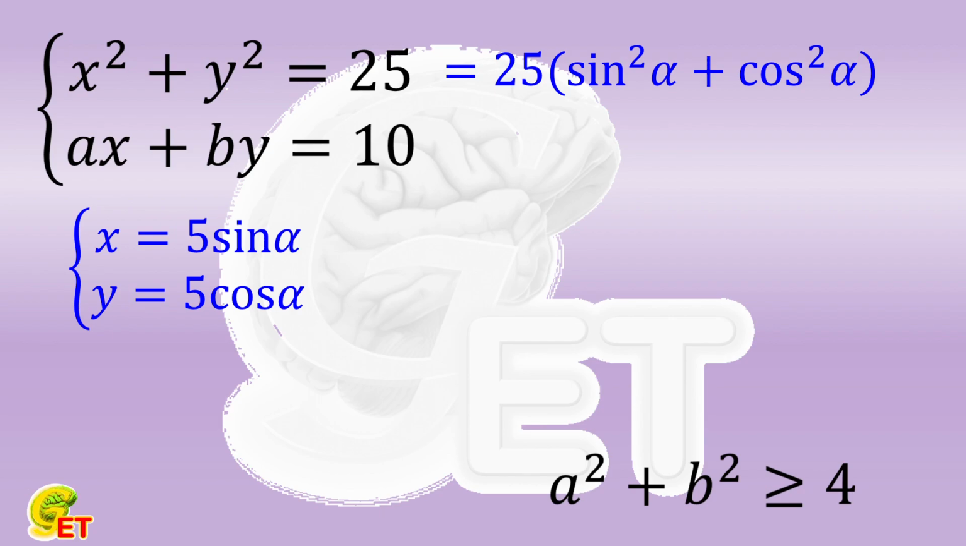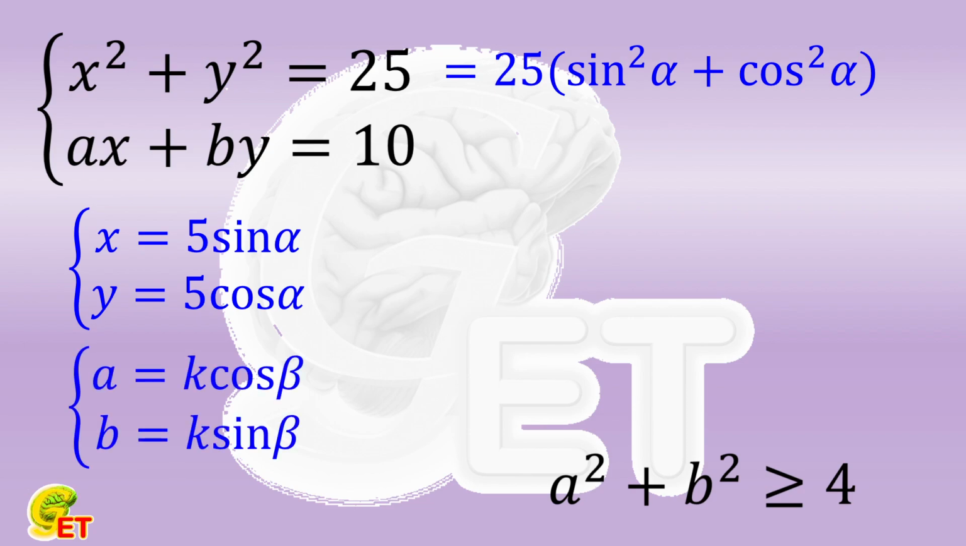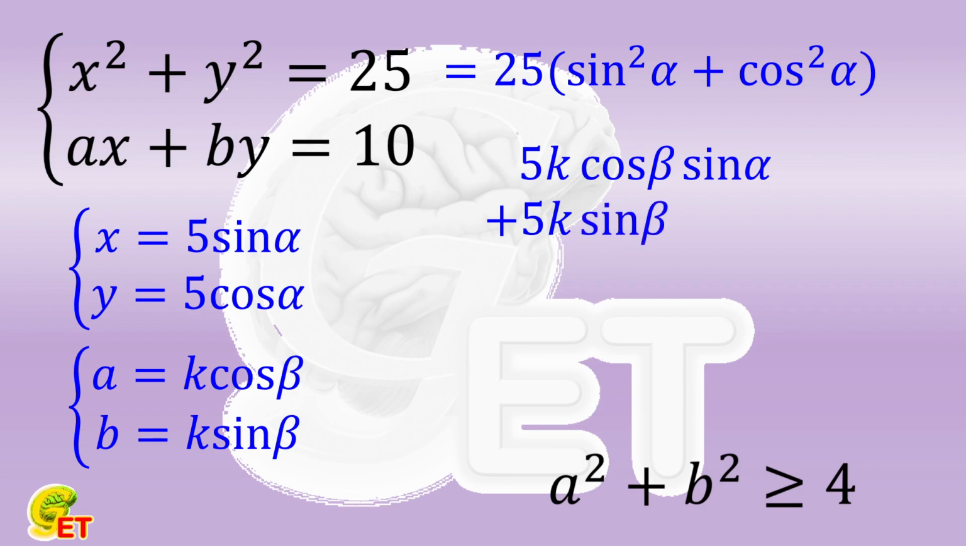We can also represent a and b in a similar way. Let a equal k times cosine beta, and b equal k times sine beta. So a times x equals 5 times k, multiplied by cosine beta, multiplied by sine alpha. B times y is equal to 5 times k, multiplied by sine beta, and multiplied by cosine alpha. The result is equal to 10. What follows is the part beyond the scope of 9th grade.